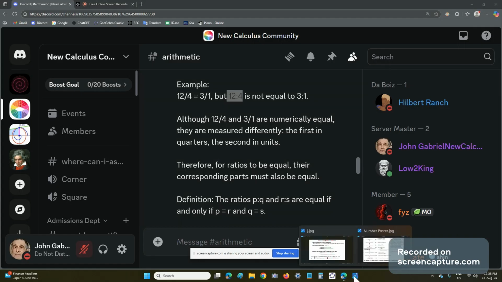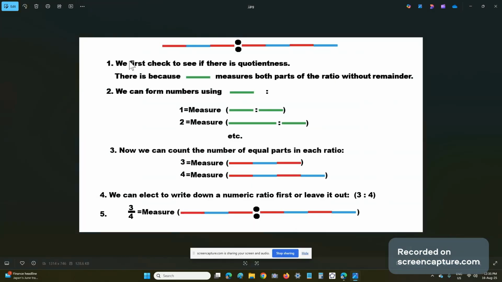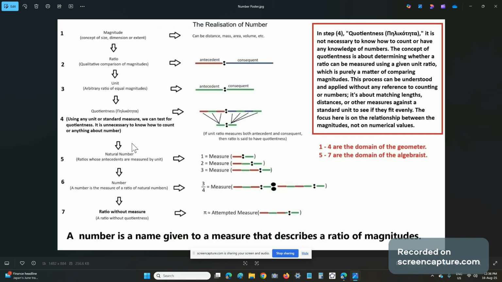Well, let's start off with geometry. In geometry, not algebra, we start off with a ratio. Here's a line segment, this red-blue line segment. The first part is the antecedent. The second part is the consequent. Now, here comes the tricky part. Step 4 says, does this ratio have quotientness?